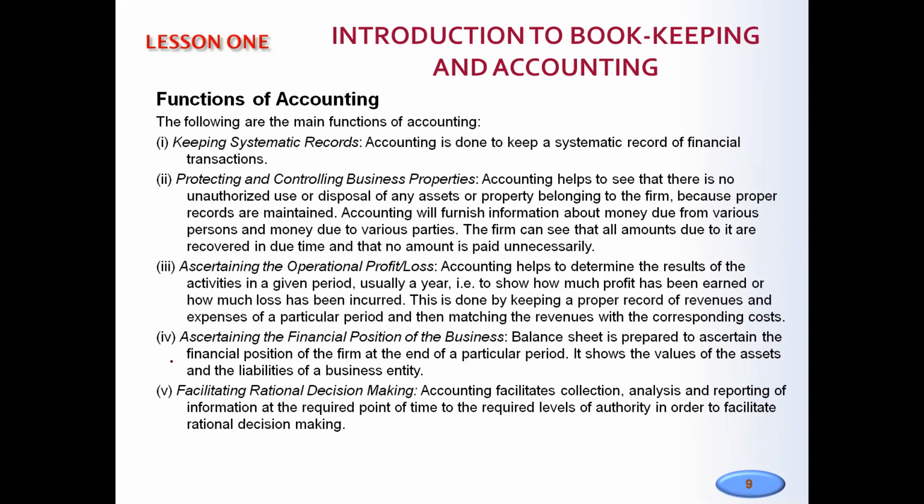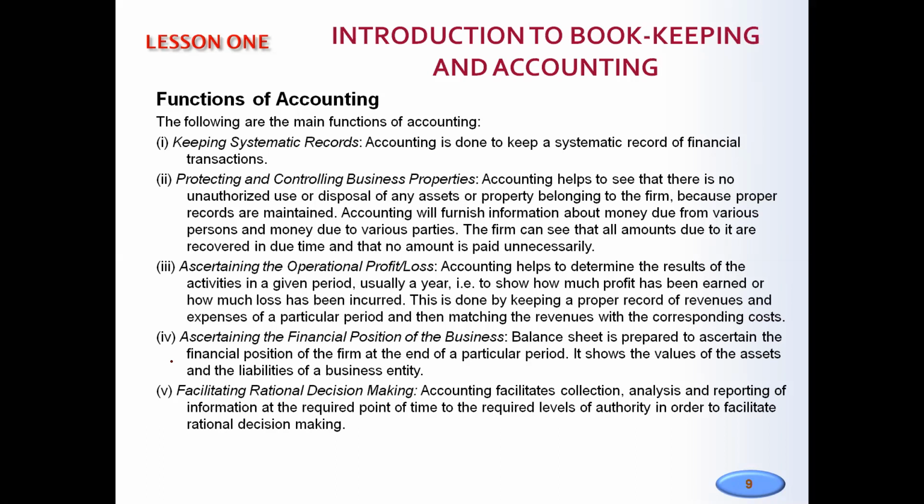The following are the main functions of accounting. Number one, keeping systematic records. Accounting is done to keep a systematic record of financial transactions. That's the whole essence of accounting. Then number two, protecting and controlling business property. One of the functions of accounting is to protect the properties of the business, to know who is in charge of what asset, to know which branch is in charge of what assets, and to monitor the disposal or acquisition of a new asset. Accounting helps to see that there is no unauthorized use or disposal of any asset or property belonging to the firm.